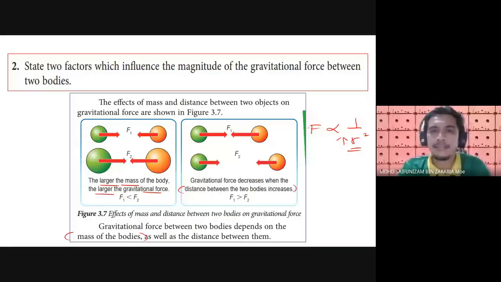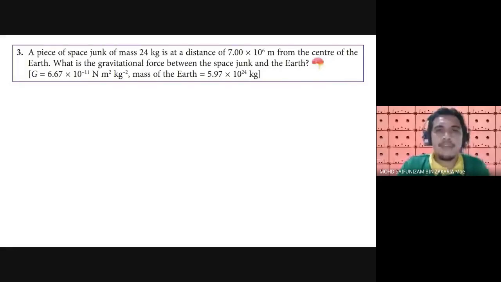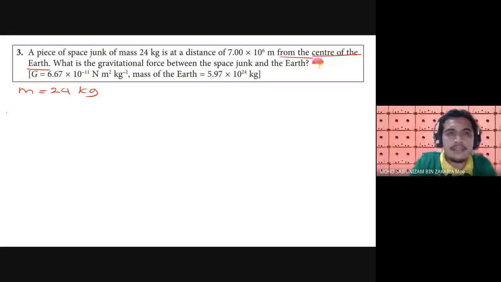Number 3. A piece of space junk of mass 24 kilogram. So we write the information: the mass equal to 24 kilogram, at a distance of 7.00 times 10 to the power of 6 from the center of the Earth. This is very important: from the center of the Earth. That means the small r is equal to 7.00 times 10 to the power of 6 meter.